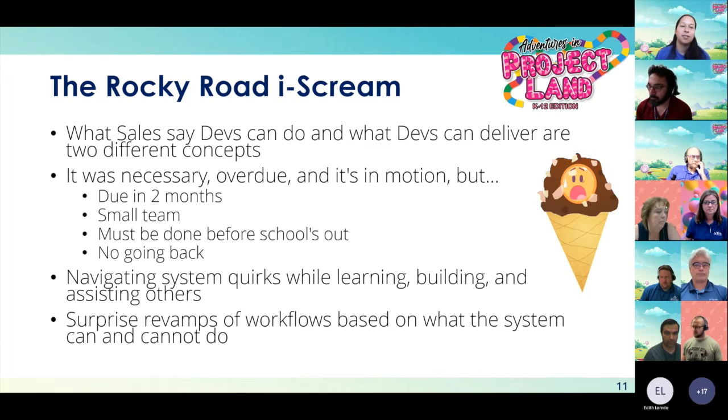So we had to also navigate a lot of system quirks while learning what the system is, building guides off of it, and assisting others, including their support team, and understanding what we need out of it. And there were also some surprise revamps of our own internal processes based on what their new system can do. Because, by the way, we didn't just implement the content management system for our website. It also combined the communication, the outreach. It pretty much combined a lot of applications together.